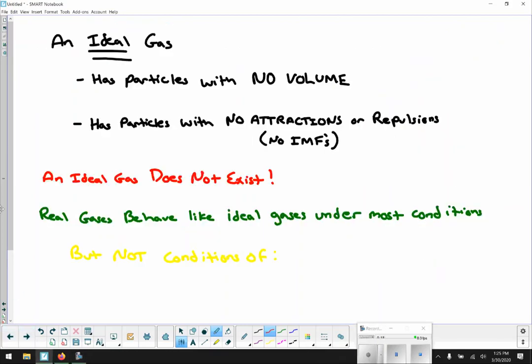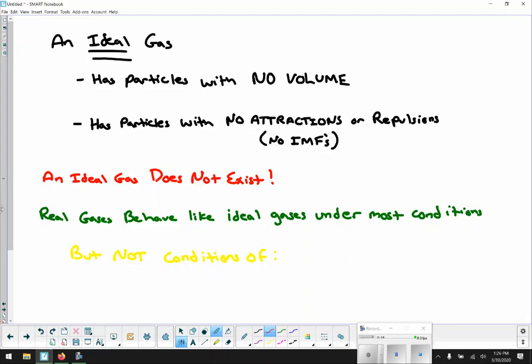Okay, so this thing is called the ideal gas law, which is kind of an odd name for a law. Why is it an ideal gas law? The reason it's called an ideal gas law is it only technically works with an imaginary thing called an ideal gas. So an ideal gas is something that has particles with no volume and no attractions or repulsions. Basically, the particles have no intermolecular forces and no volume. Of course, this doesn't exist. In all gases, particles take up some space.